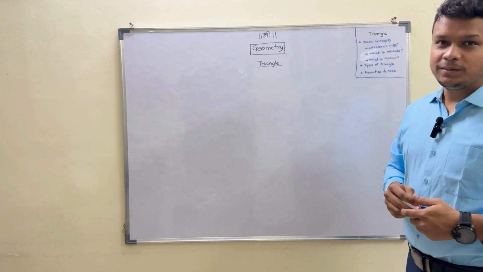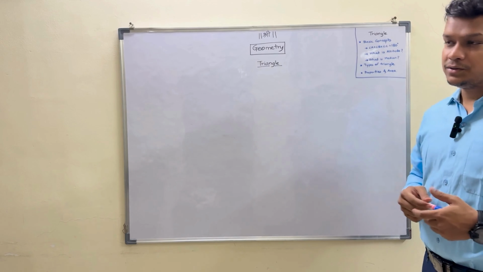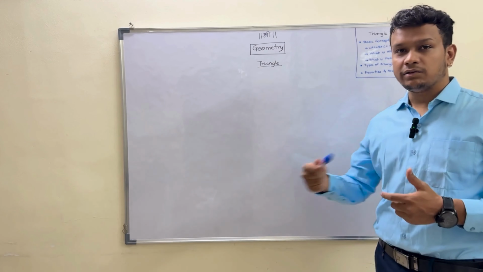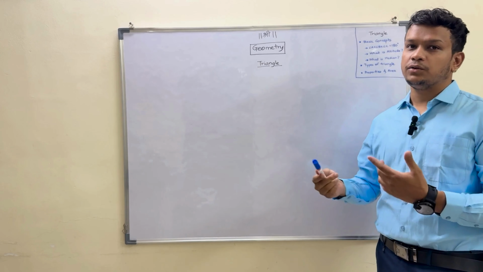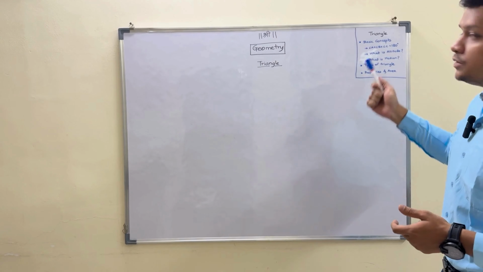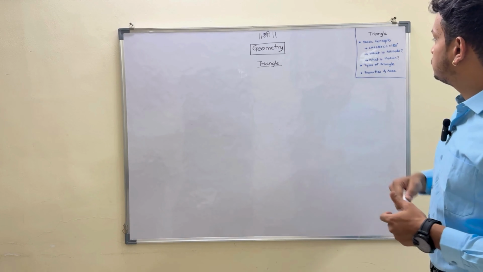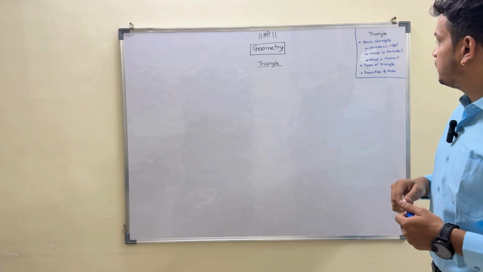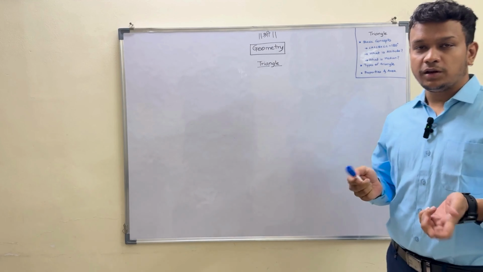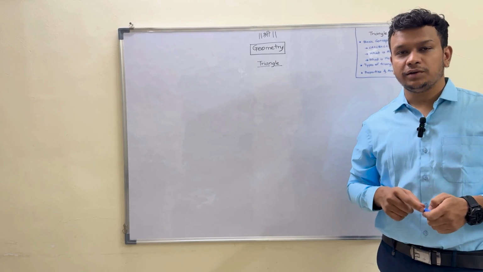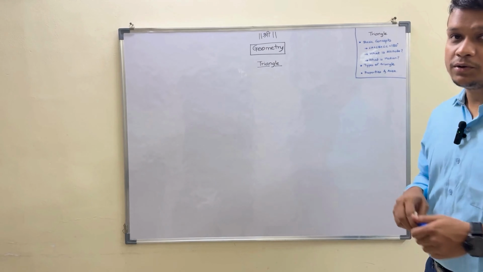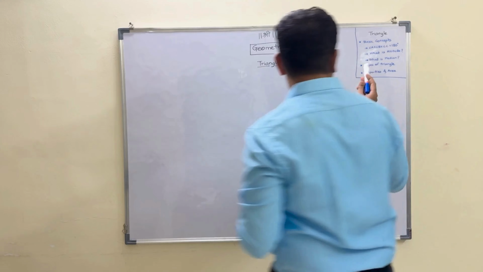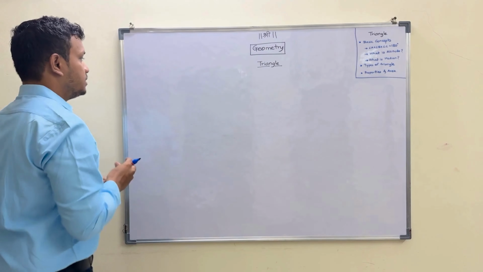So today we are going to learn about basic concepts of geometry. We will be starting with triangle, then we'll move to circles, and then quadrilaterals. Today we are going to talk about basic concepts of triangle, then types of triangle, and some of the formulas which we'll use for solving numericals, and some of the basic properties of triangles. So first we'll start with basic concepts.